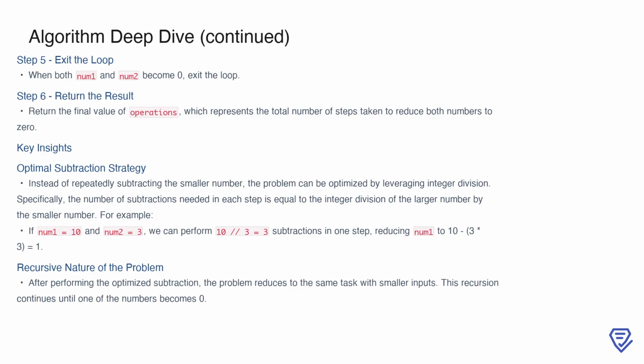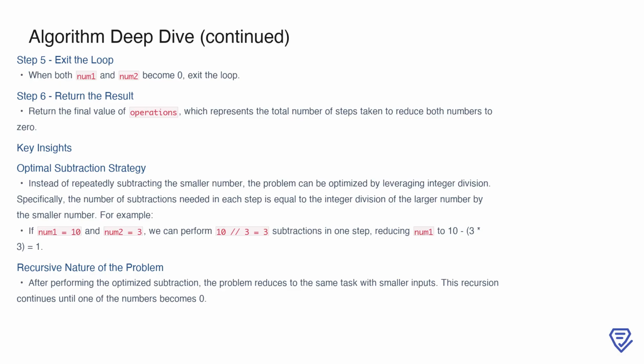Now, let's look at how we can optimize this process. Instead of performing individual subtractions repeatedly, we can use integer division to calculate the number of subtractions in one step. For example, if number1 is 10 and number2 is 3, dividing 10 by 3 gives us a quotient of 3, which tells us that we can subtract number2 from number1 3 times in a single operation. This reduces number1 directly to 1. This optimization significantly reduces the number of individual operations.